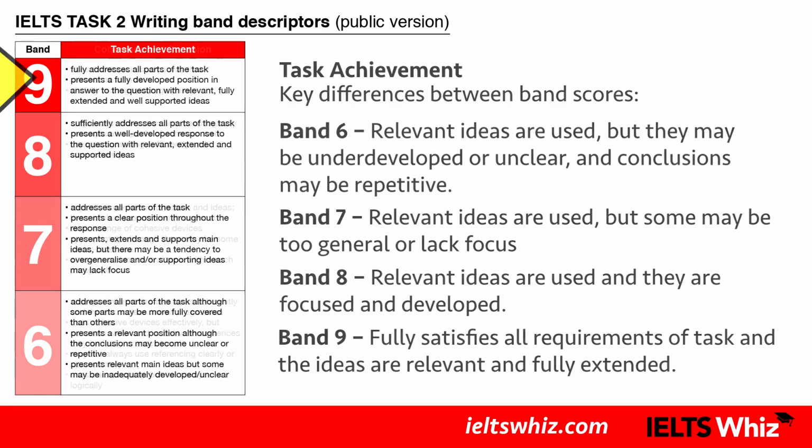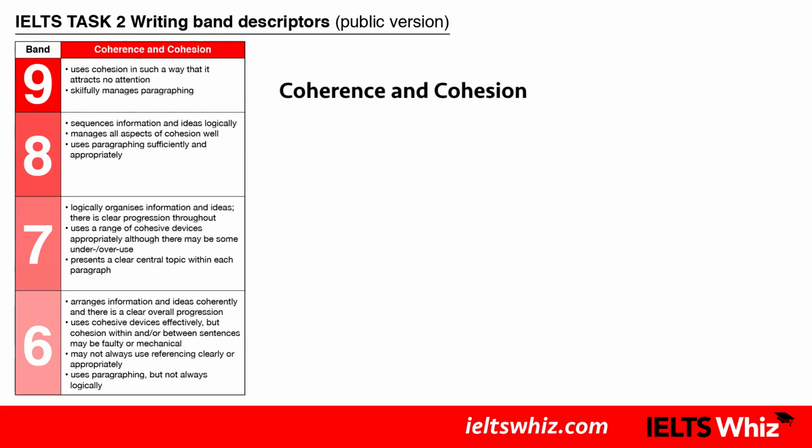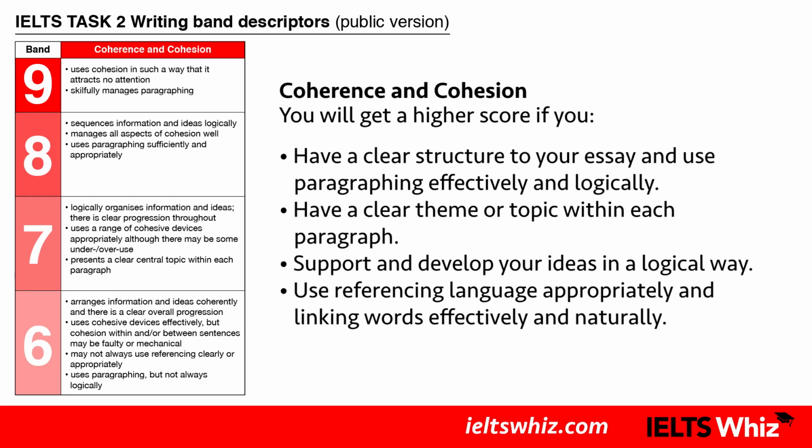Secondly, let's look at coherence and cohesion. You will get a higher score for writing task 2 if you do the following. Have a clear structure to your essay and use paragraphing effectively and logically. Have a clear theme or topic within each paragraph. Support and develop your ideas in a logical way. Use referencing language appropriately and linking words effectively and naturally.